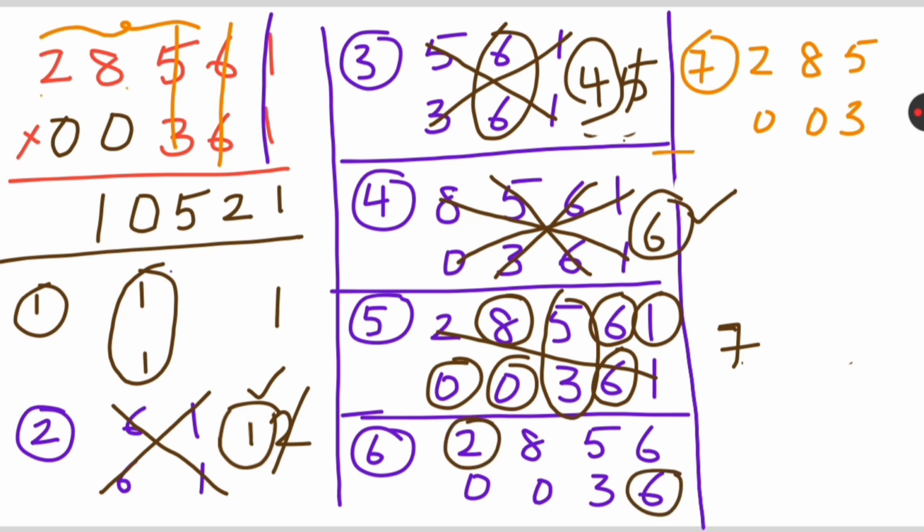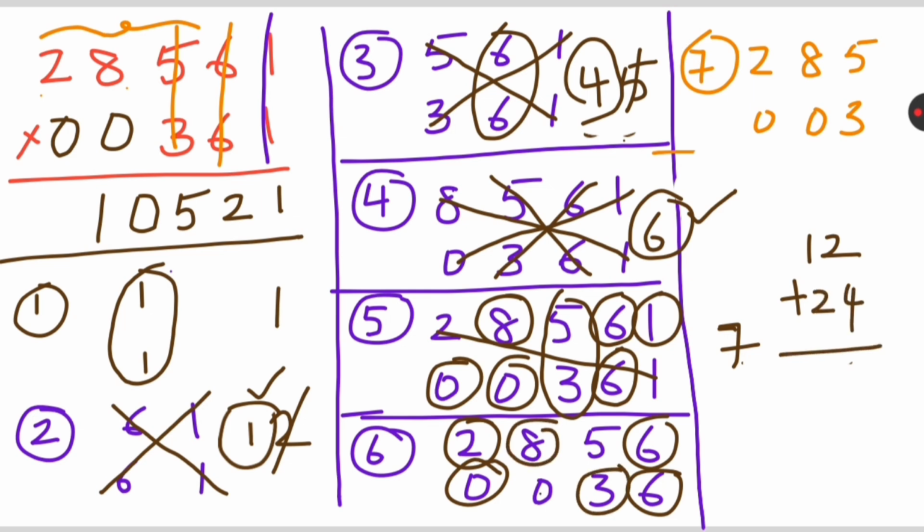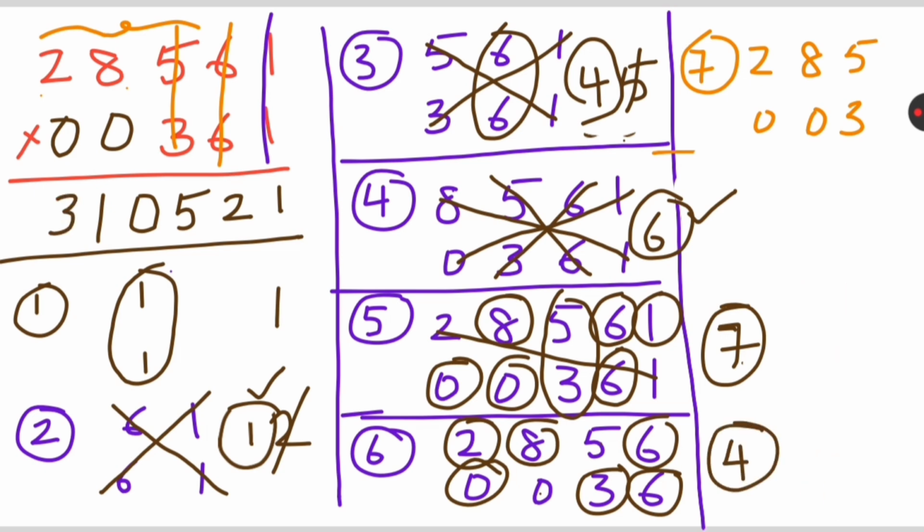2 times 6 is 12 plus 6 times 0 is 0. 8 times 3 is 24. Then 5 times 0 is 0. So 24 plus 12 which gives 36. 36 and what we have 7 carry. So let's take 7, then we'll get 43. So 3 write it here and 4 carry. Now go for the last step.